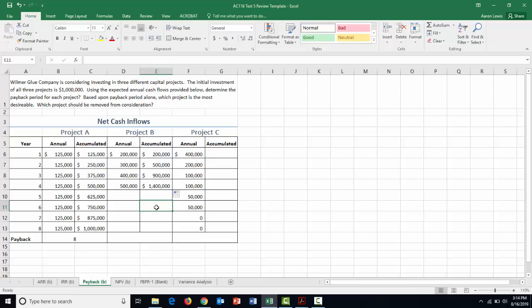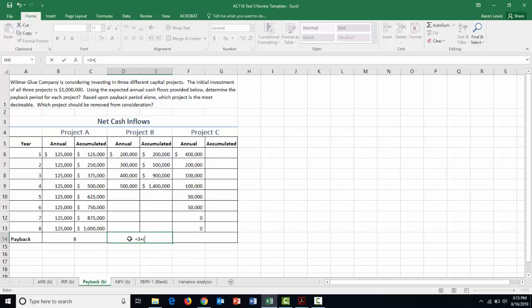We know we need to figure out the point where Wilmer Glue Company gets its initial $1 million investment back, and we can see from our accumulated cash inflows that it's somewhere after year 3 ends, during year 4, but before the end of year 4. So to figure this out, we can come down to payback, hit equals, and type in 3 because we know we're going to need 3 years, plus the portion of year 4 that we're going to have to go through in order to get that additional amount we need to get to that $1 million. So after year 3, we had $900,000 in accumulated cash flows.